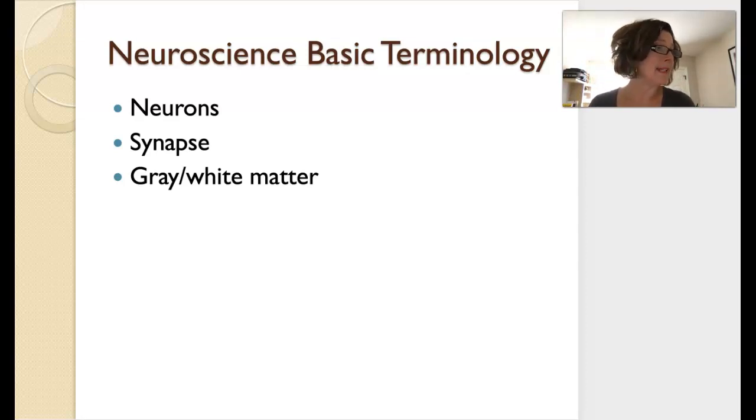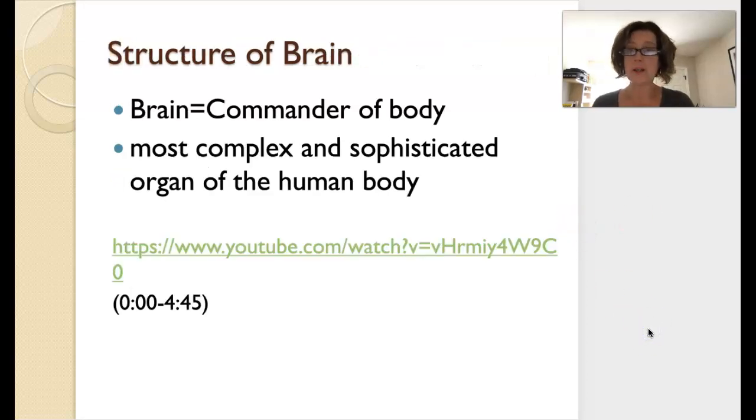Okay, going on to the next slide, is the structure of the brain. Basically, the brain, as our crazy scientist said, is the commander of the body. And the brain is the most complex and sophisticated organ of the human body. So if you damage your brain, it's kind of an issue because it is the central controller of your entire body.